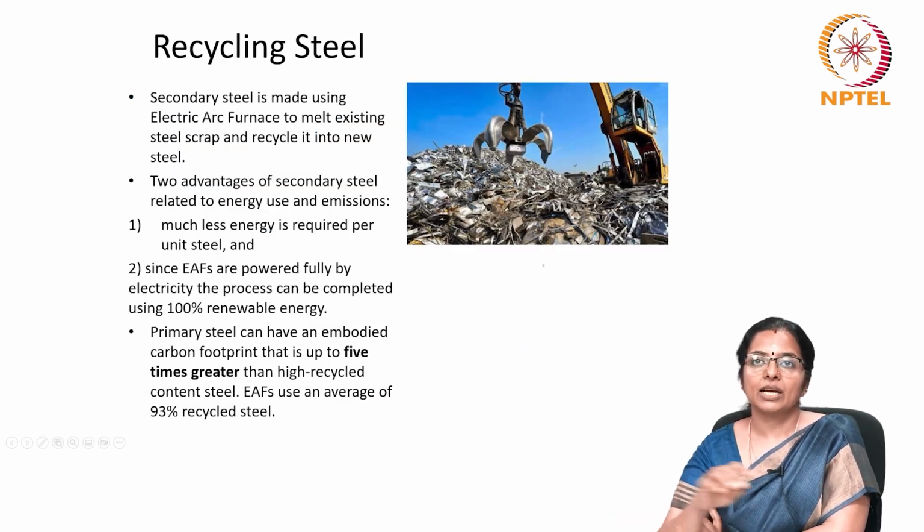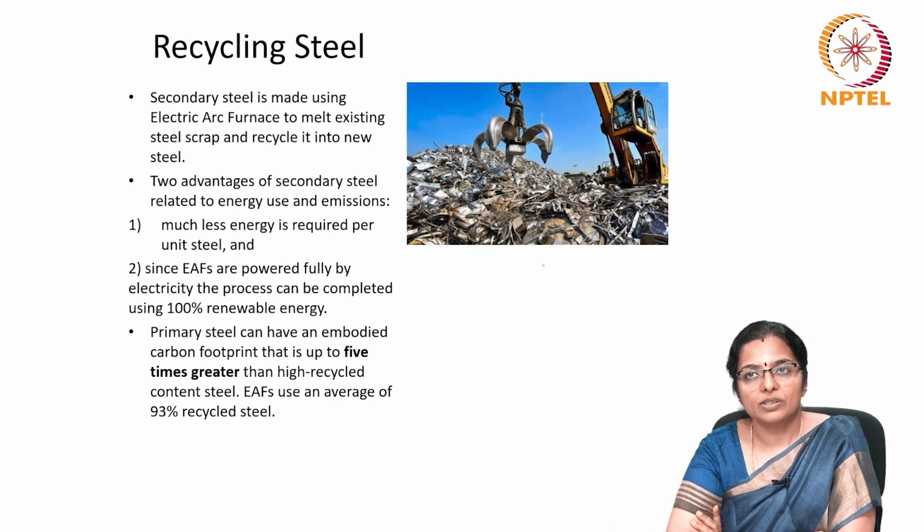Recycling steel. Secondary steel is made using an electric arc furnace to melt existing steel scrap and recycle it into new steel. Two advantages of secondary steel related to energy use and emissions are: first, much less energy is required per unit of steel, and since EAFs are powered fully by electricity, the process can be completed using 100% renewable energy.